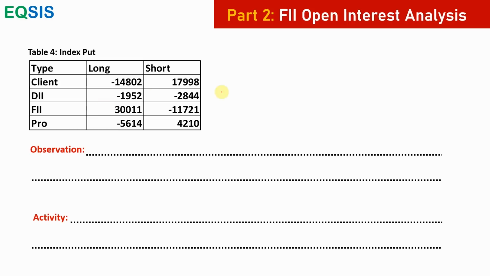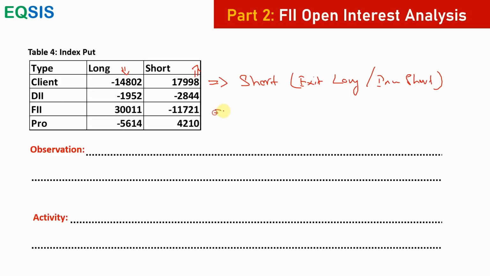By looking at this table, I can say that clients are aggressively short in the market. How do I say? Because there is an increase in open interest on the short side and a decrease in open interest on the long side. So they are exiting their long and increasing short. So they are very much selling.